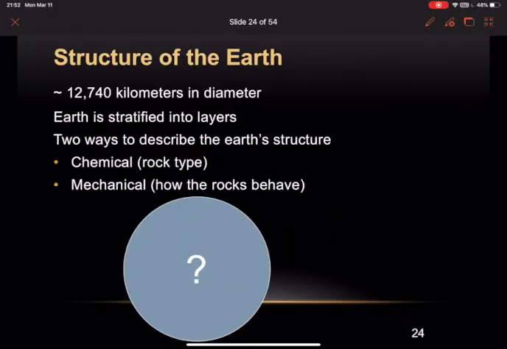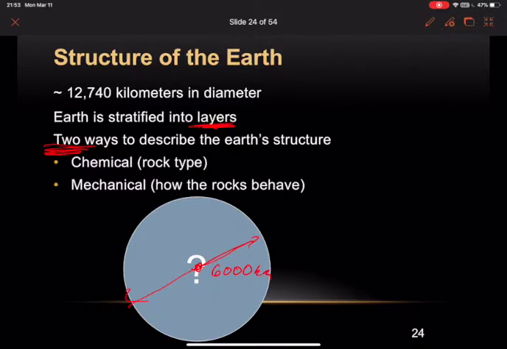So here we've got the Earth, and it is about 13,000 kilometers in diameter all the way across, right? And inside of that diameter, we've got all these different layers. So 6,000 kilometer radius. And we've got two different types of layers that happen at the same time.